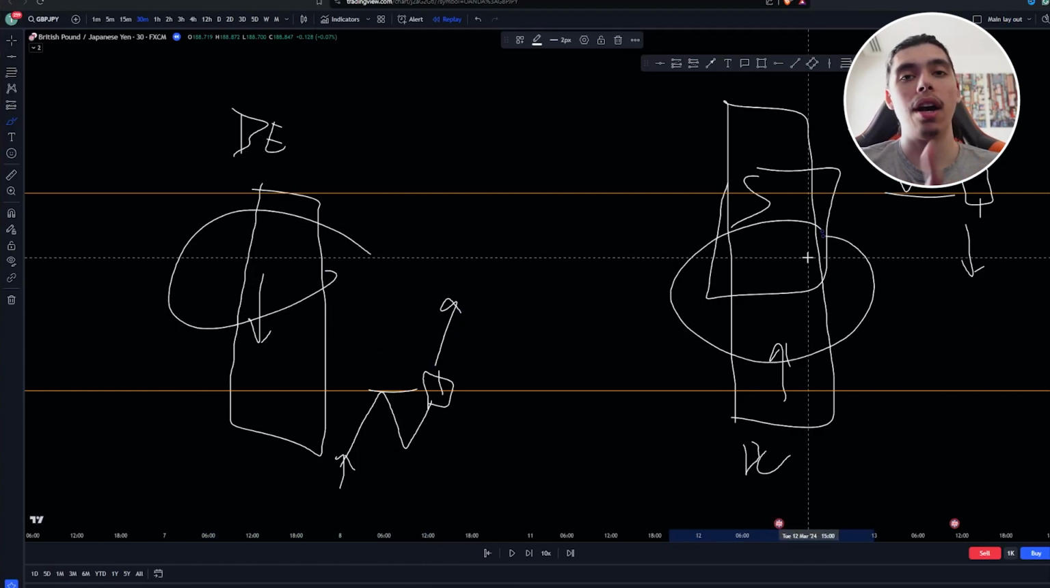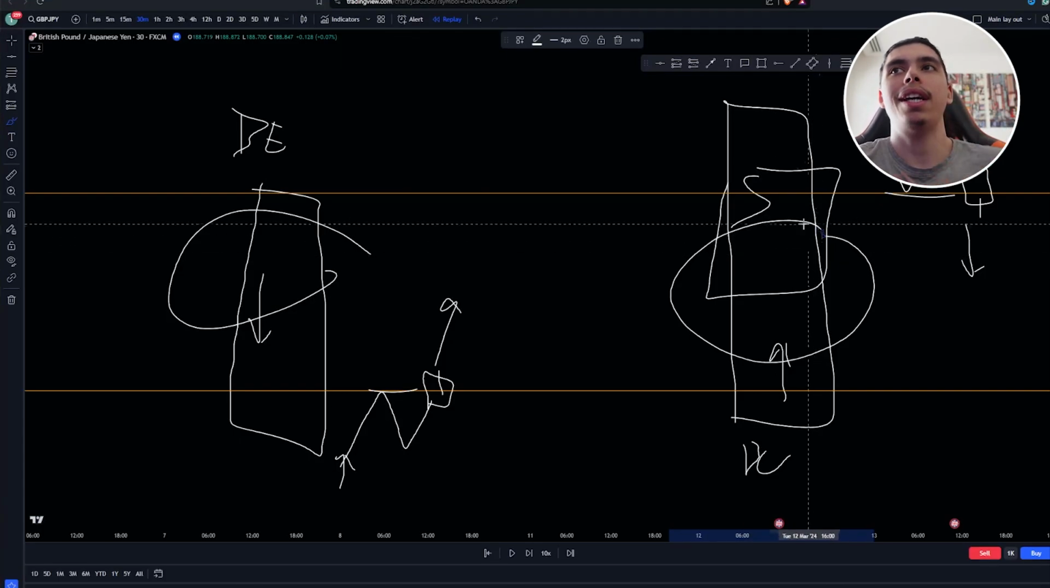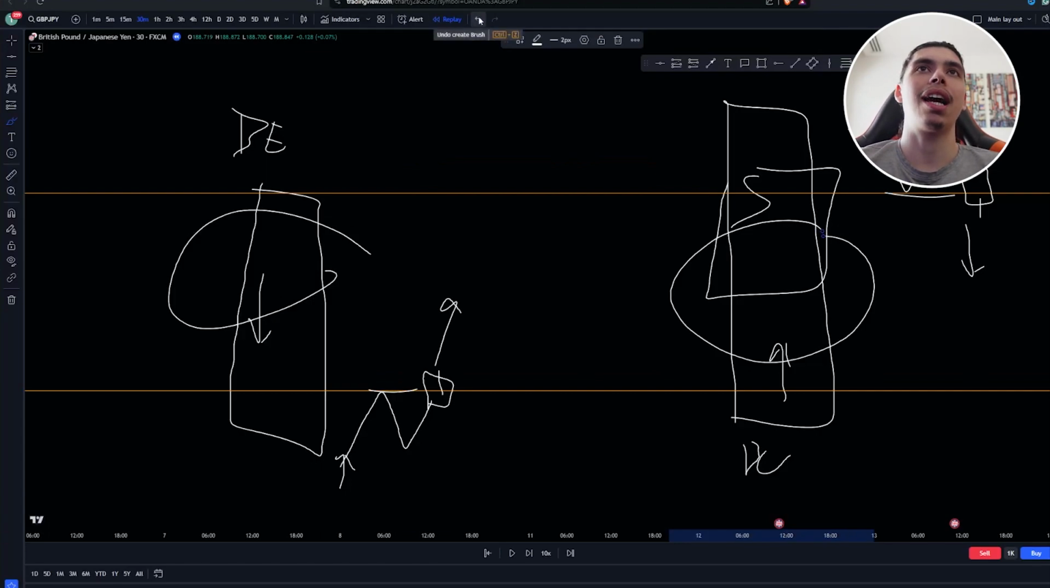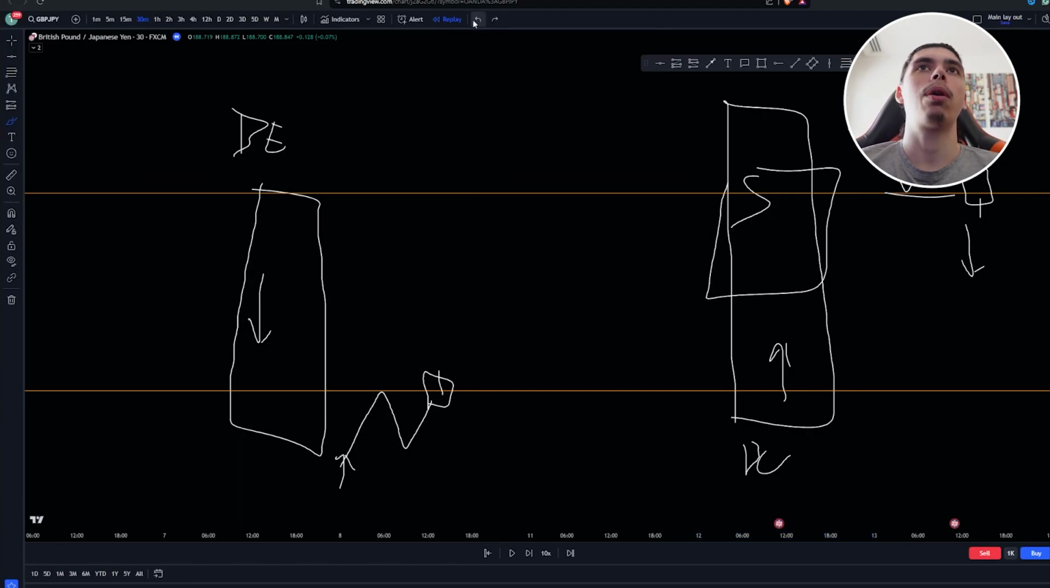And understanding bias, which we talked about in the beginning of the video, will allow you to identify if you should be looking for buys or if you should be looking for sells. That's where that becomes useful. So once we identify we have that 15-minute candle close, we need to drop to the 5-minute, and on the 5-minute, what we need to see is what I'm going to show you.